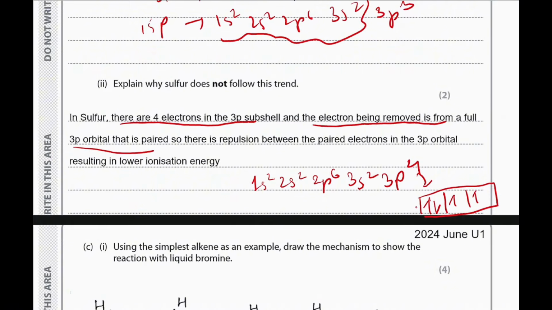So due to the paired state, it is going to experience more repulsion. Due to this repulsion, the energy required to remove this electron will become lower, because the instability will decrease. So this is the reason why, due to this repulsion, the electron being removed from the 3p orbital will have a lower ionization energy.